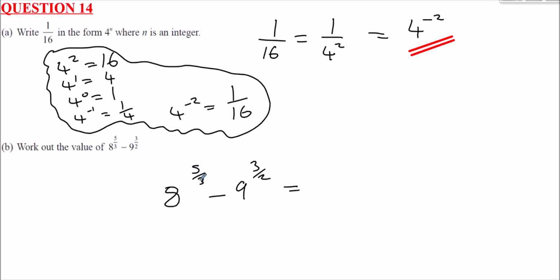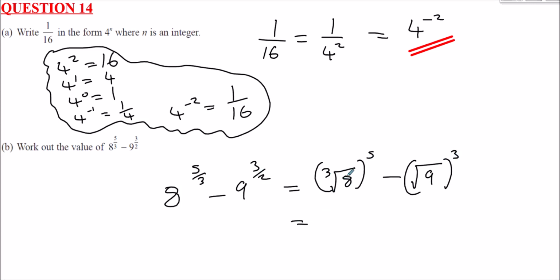So with 8, the bottom number is 3. That means the cube root of 8. So what we need to do here, first of all, is a cube root of 8. But we could do the power 5 after. The same way, the power of 9 is a 3, but the root is a 2. So that means the square root of 9, and then after, we're going to cube it. So that's what it actually means in a simpler way.